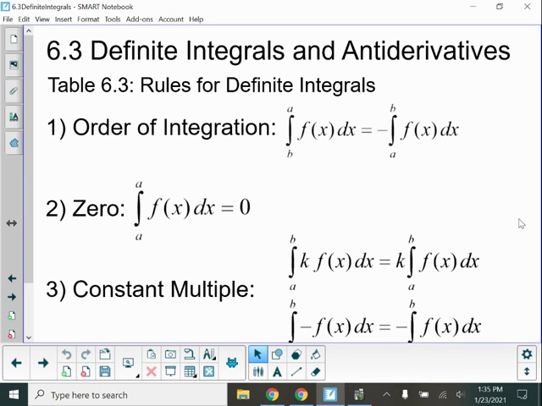This is your video for 6.3 definite integrals and antiderivatives. And what I have here comes directly from your textbook. This is table 6.3 that has your rules for definite integrals.